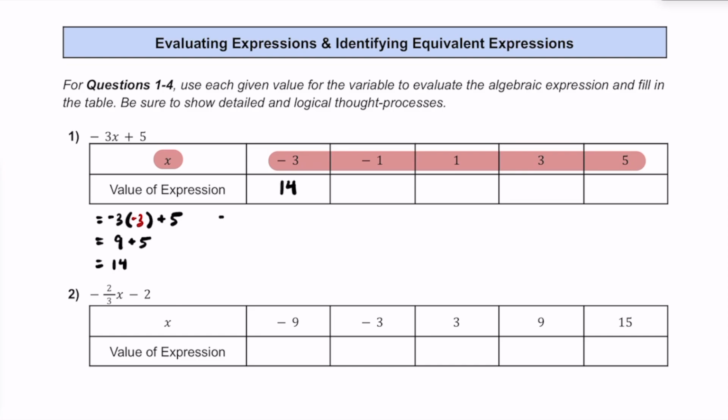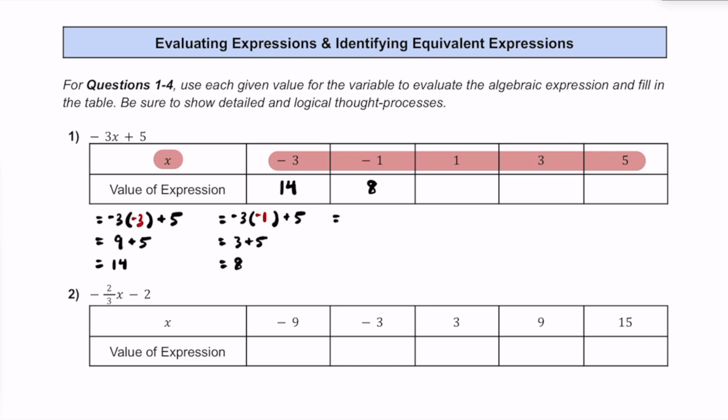But let's try this again. Let's take this original expression, but this time we have a different value here. We have negative 1, and we'll add 5 on afterwards. So negative 3 times negative 1 is going to be 3, and then 3 plus 5 is going to be 8. So if x is negative 1, then this expression would be equal to positive 8.